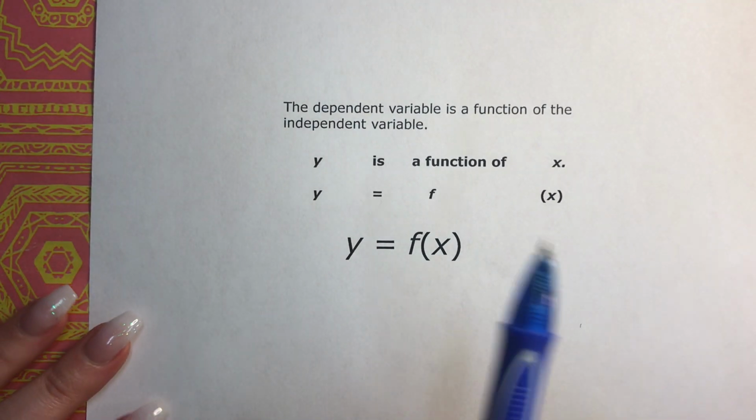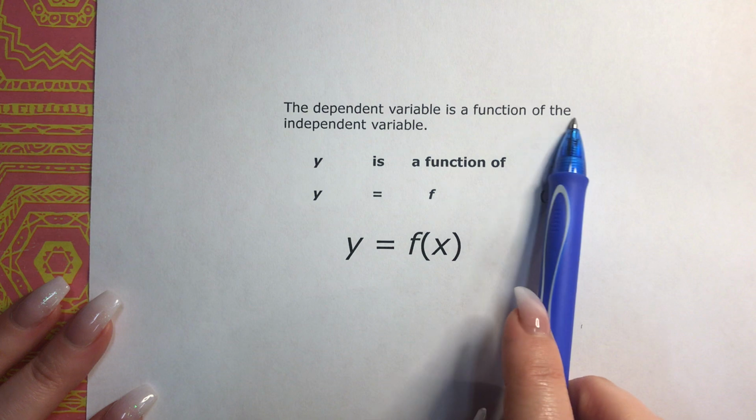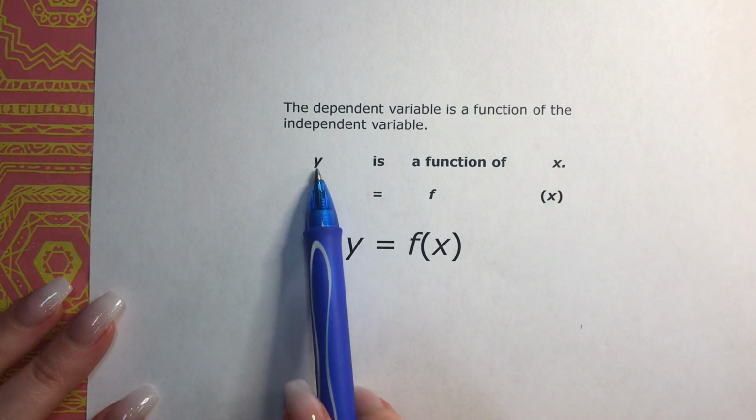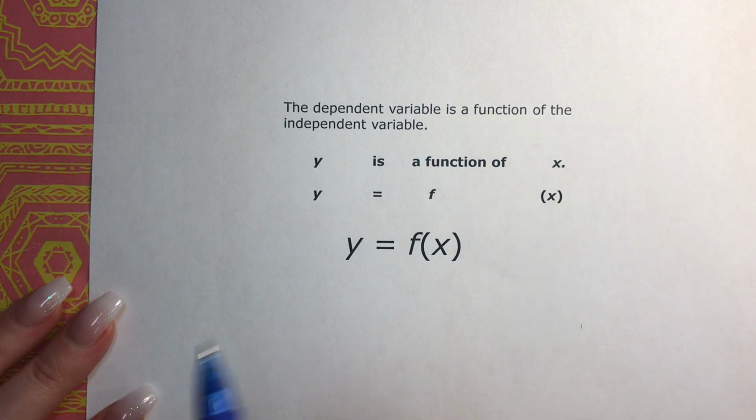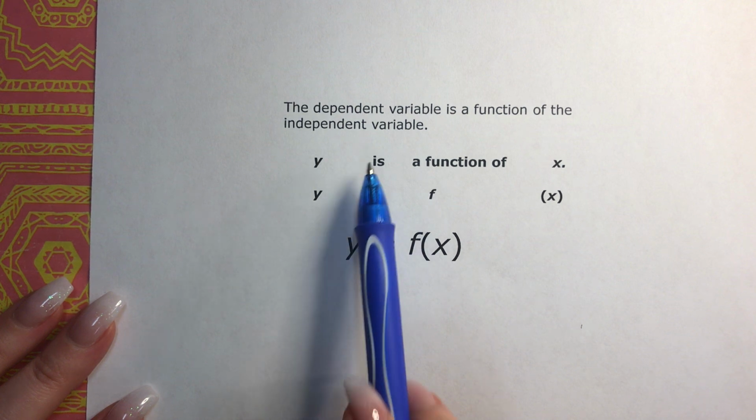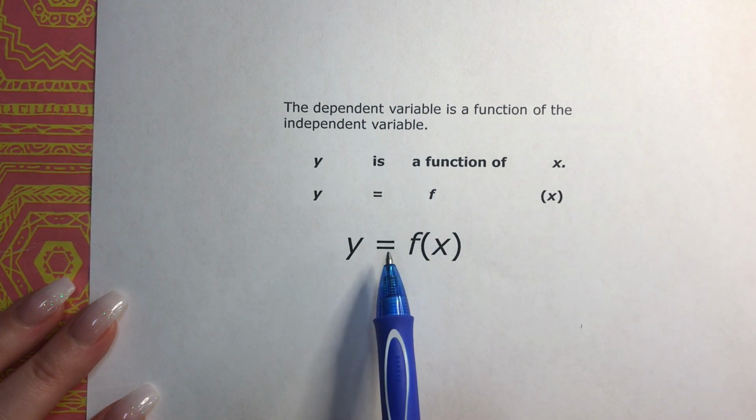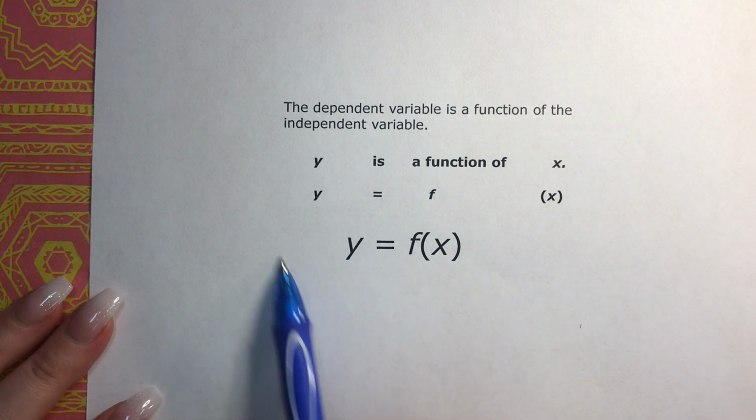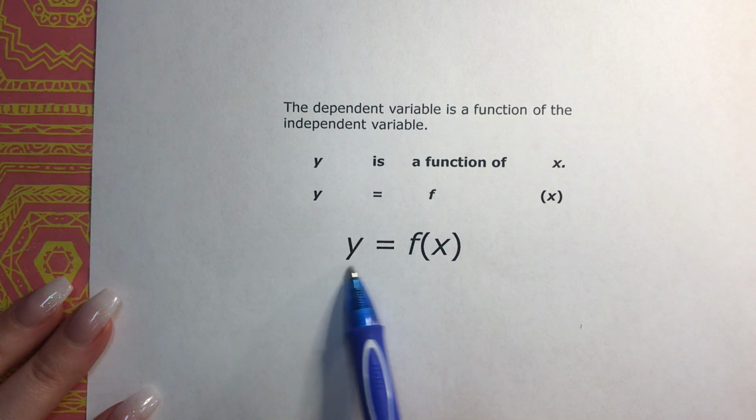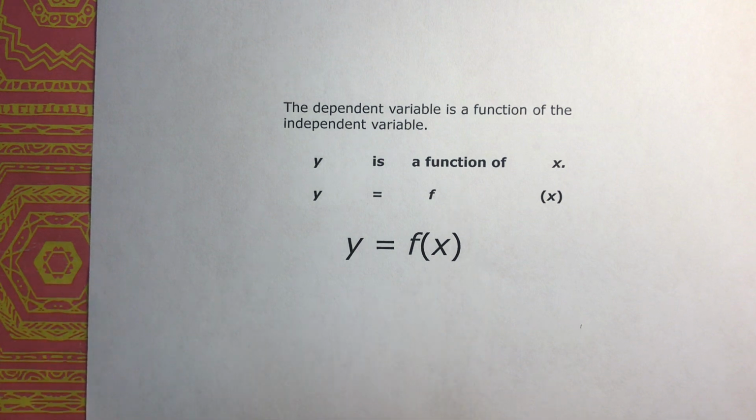Okay, so just a review, the dependent variable is a function of the independent variable. So y is a function of x. That means y equals f of x. They are literally the same thing. Y is equal to f of x. Okay, so let's just breathe, take it in, accept it.